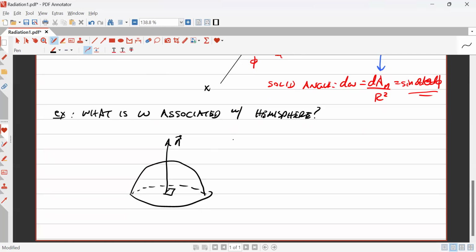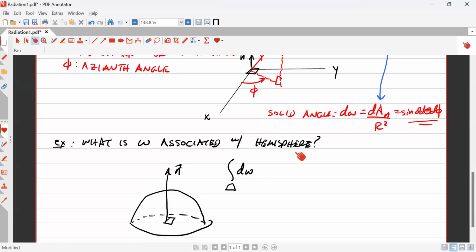So all we would need to do then is integrate d omega over a hemisphere. That's my little hemisphere symbol here. Of course, to do that, we need to write d omega in terms of theta and phi. So we're going to integrate sine theta d theta d phi.